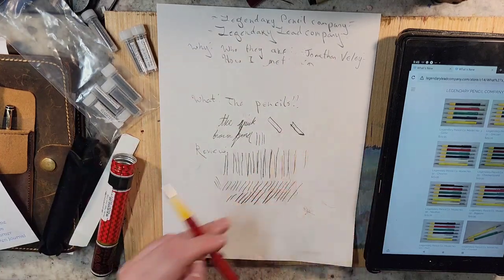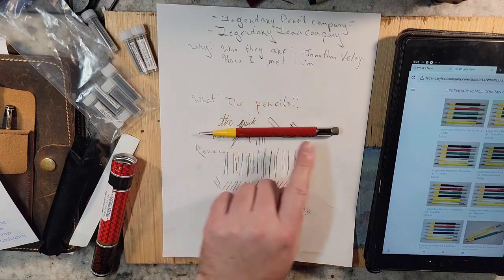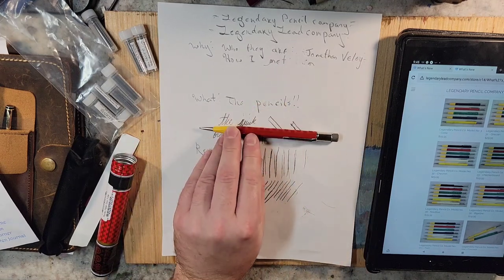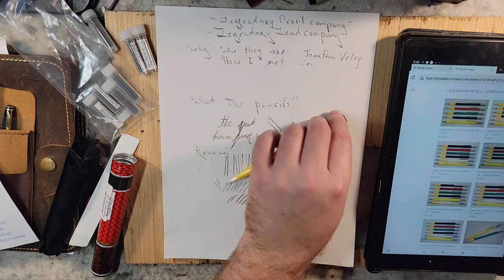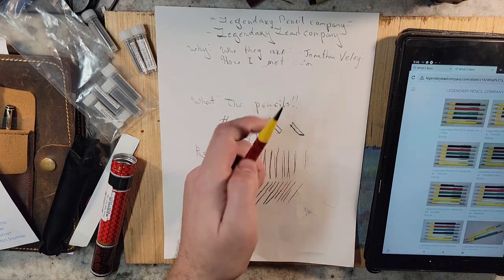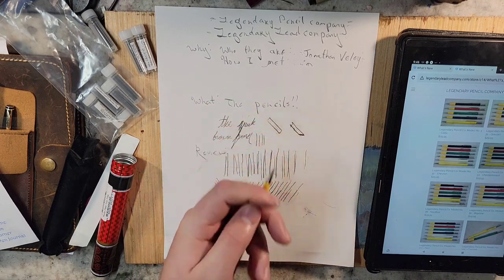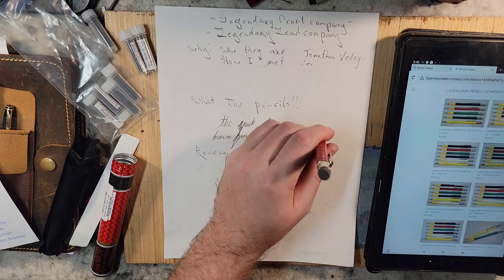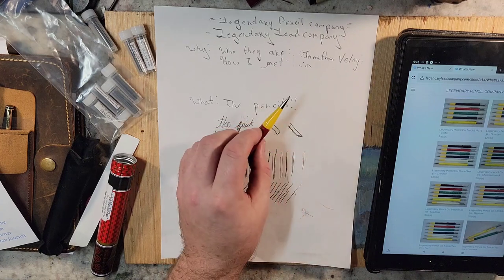Now, we talked about the design. We talked about the labeling. We talked about the eraser. Talked about the advance and kind of, it's not a retract. You have to kind of manually retract and how to replace the part.